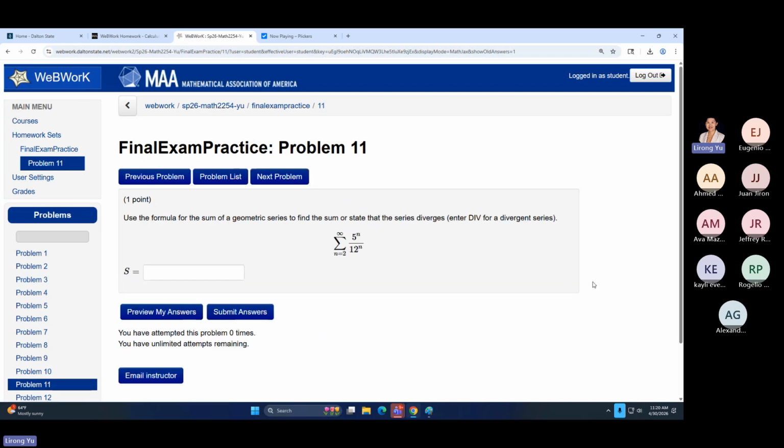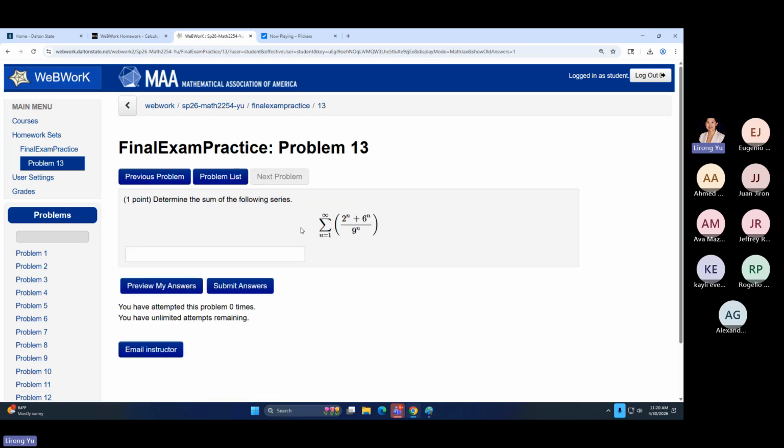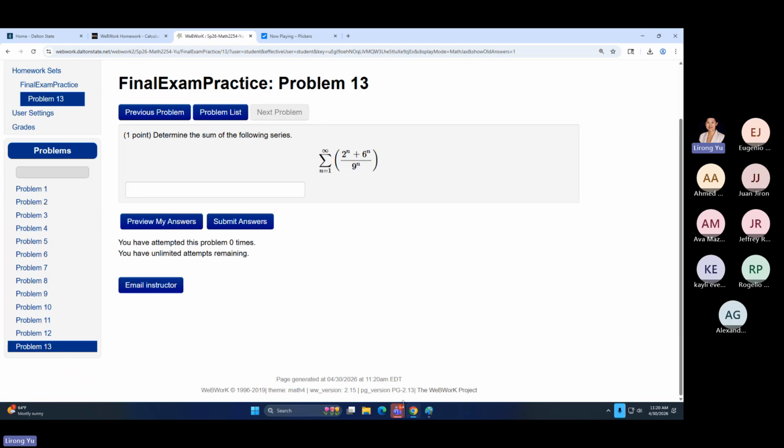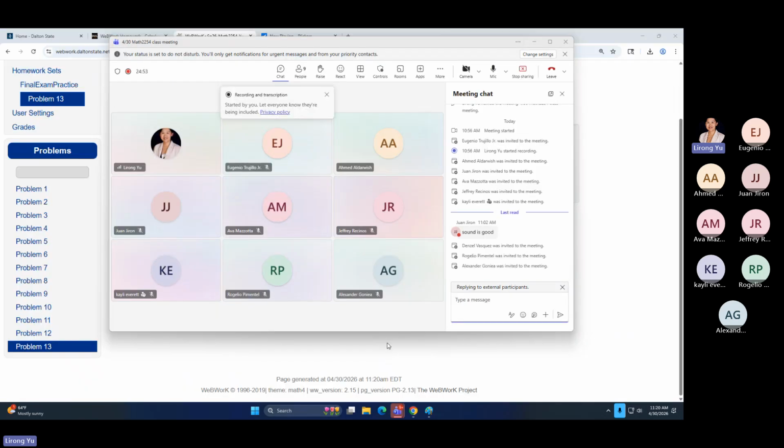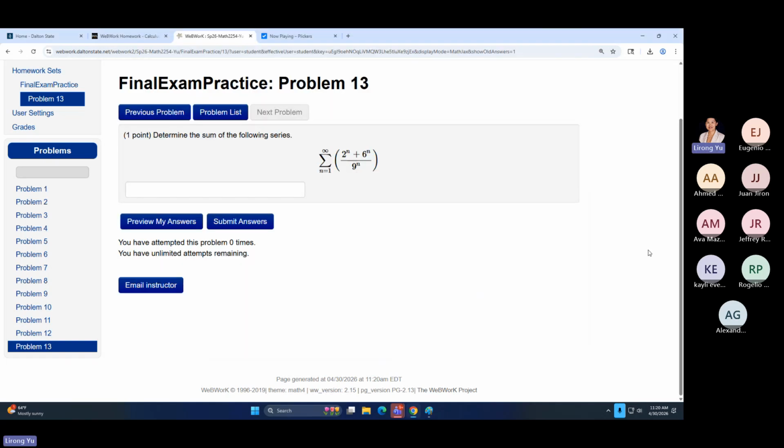Next problem. Those are all infinite sums. A number of infinite sum problems. If you did it already, this will be just practice. All right, so that was the plan for the final exam. Any questions?